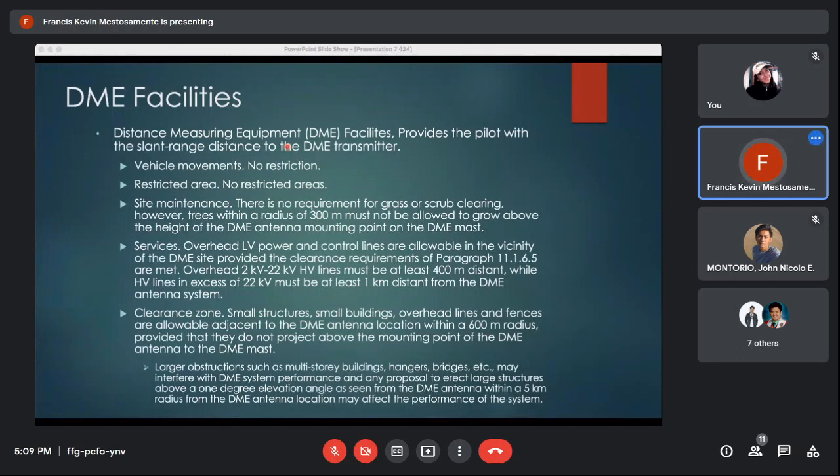So, the DME is a combination, of course, ng ground, ng facility, and ng airborne equipment. So, yung receiver natin sa aircraft to give a continuous slant range distance from the station readout by measuring the time lapse of the signal transmitted by the aircraft to the station and which is responded back. And same with the VOR, meron tayong mga requirements for a DME facility. So there we go, vehicle movement, restricted area, site maintenance within 300 meters also, almost the same with the VOR. LV, that stands for line voltage. So we got clearance zone within 600-meter radius.